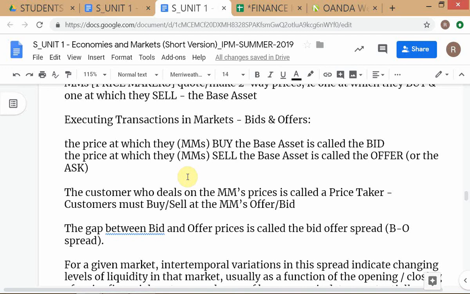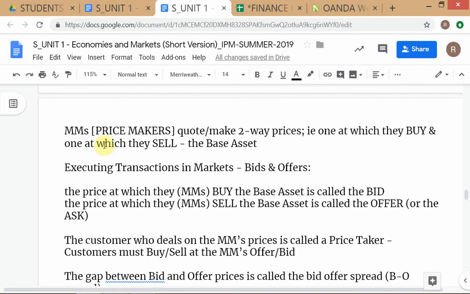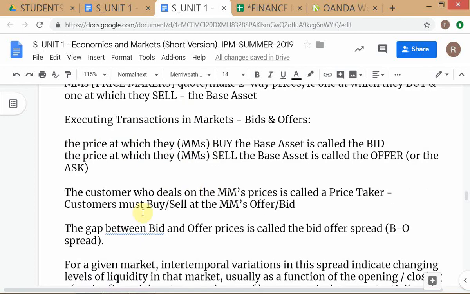So bids and offers, is it very clear now? Market makers, all these concepts should be clear. Market makers, also called price makers, okay, MMs, price makers. Customers who are price takers, okay, we can write it here. So the customer who deals on the MM's prices is called a price taker. Price maker, price taker. Market maker, customer. So the customer must buy at the MM's offer and the customer must sell at the MM's bid. Clear? You have to deal on his terms.